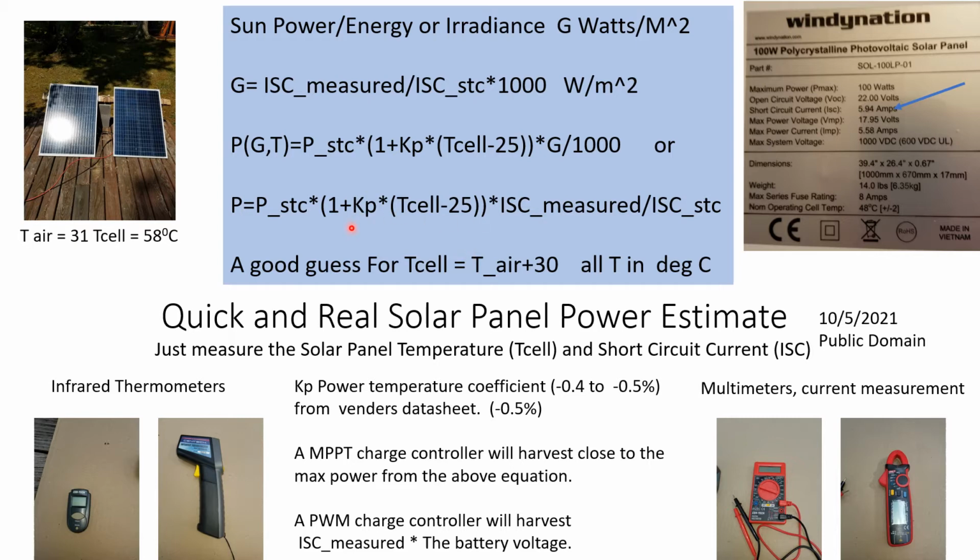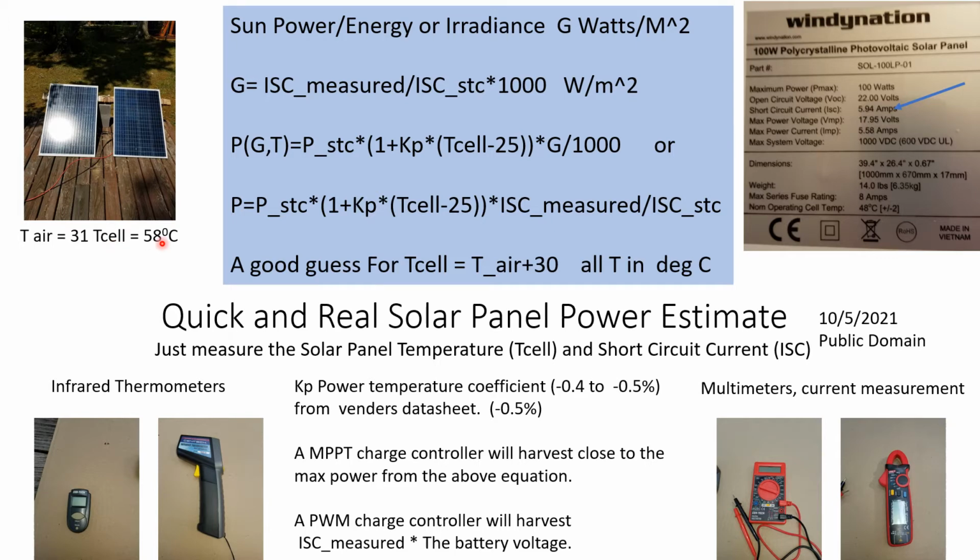Over here I have two solar panels. One is nicely in the sun, and this one, it's hard to tell, but it's actually partially shaded. I measured one of these panels by itself, open circuit, with an air temperature of 31 degrees, and I measured the panel temperature, or the cell temperature, to be 58 degrees C.